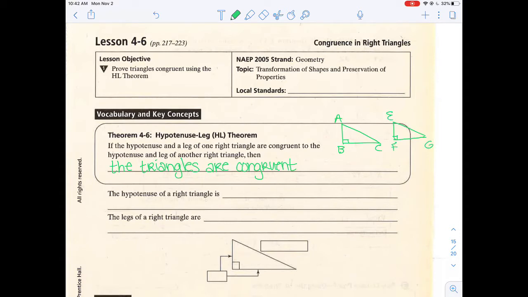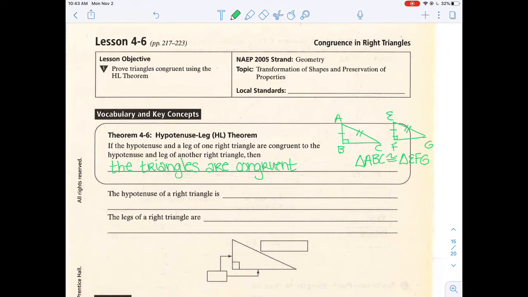Okay, what this is saying is if one of these legs, so let's say this side AB is congruent to EF, and the hypotenuse AC is congruent to EG, then the whole triangle is congruent, each triangle is congruent to each other. So ABC is congruent to triangle EFG, since they have a hypotenuse and a leg that are congruent. Okay, so it's important to know what the hypotenuse is.